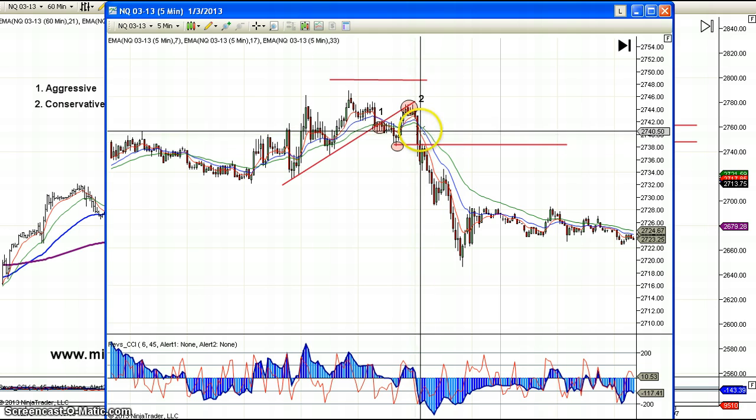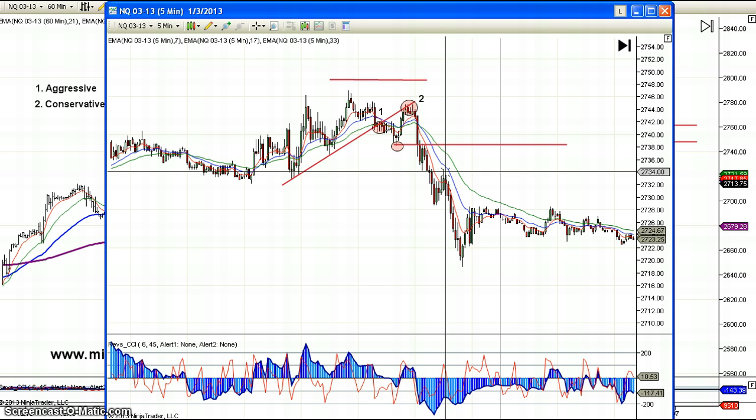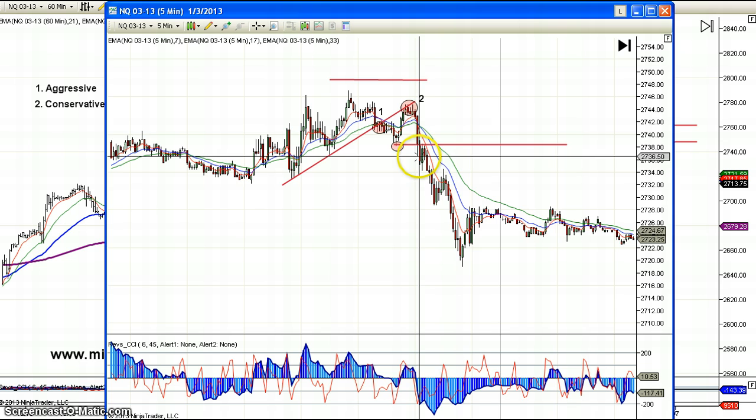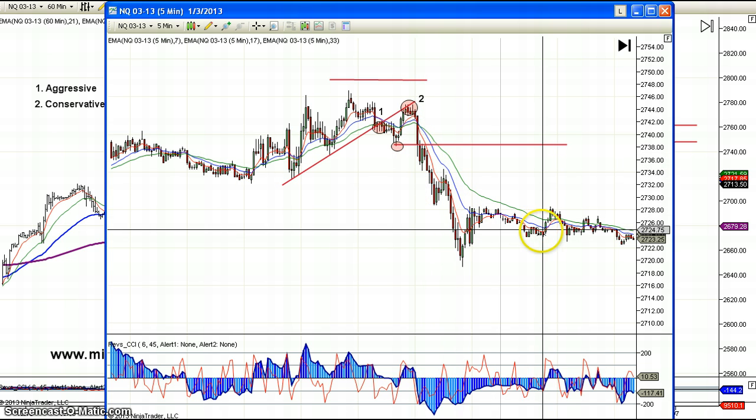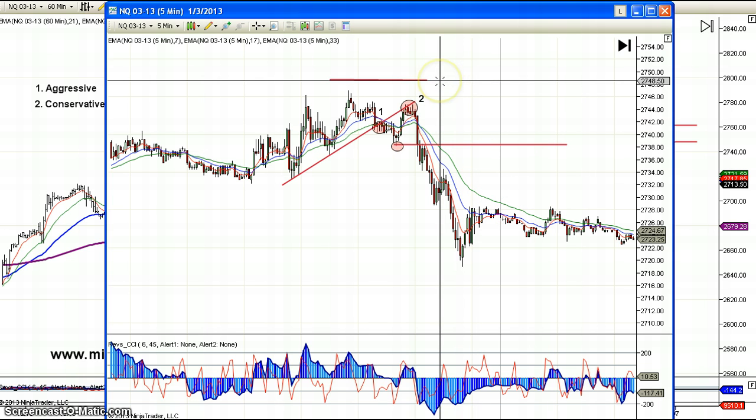You'll notice that the EMAs are also pointing down. That's also a good positive sign that there may be a high probability that this trade could work out for us. And of course, it started to work out. We don't know where it's going to go, but we've identified our risk up here again.